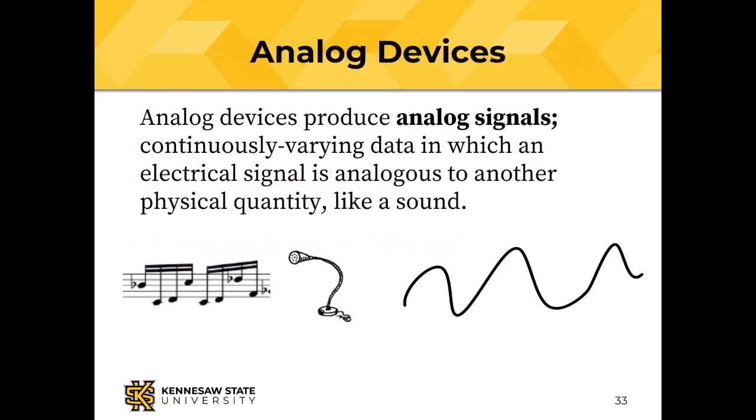I've used the word analog a couple of times without really defining it. Analog devices produce analog signals. An analog signal is continuously varying data in which an electrical signal is analogous to a physical quantity like a sound. So the diagram, the sketch on the slide, we have sounds, music, a microphone, and something that looks like a waveform.